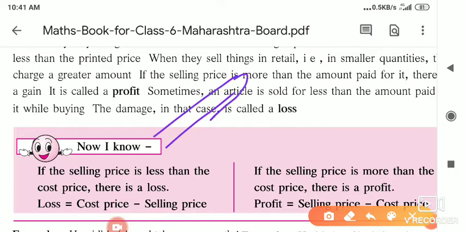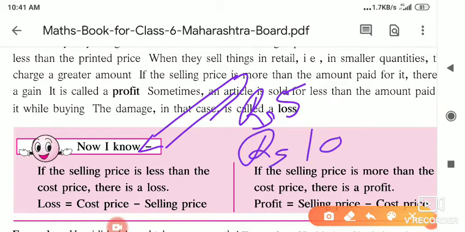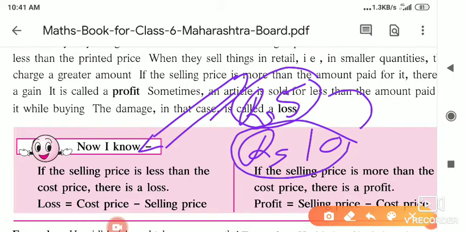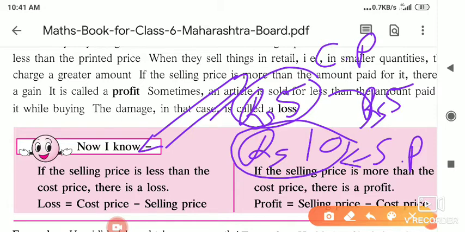If this is a pen, and I got this pen for 5 rupees, and if I sell it for 10 rupees, then I have a profit, because I have invested 5 rupees and I got 10 rupees for it, so I got a profit of 5 rupees. So 5 rupees is my cost price and 10 rupees is the selling price. So SP minus CP is equal to how much? 5 rupees.